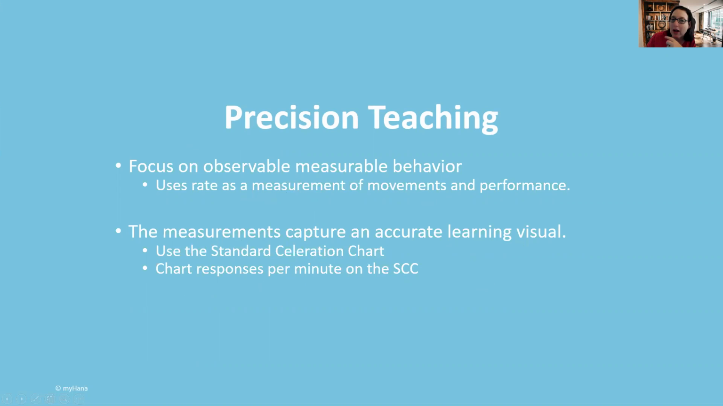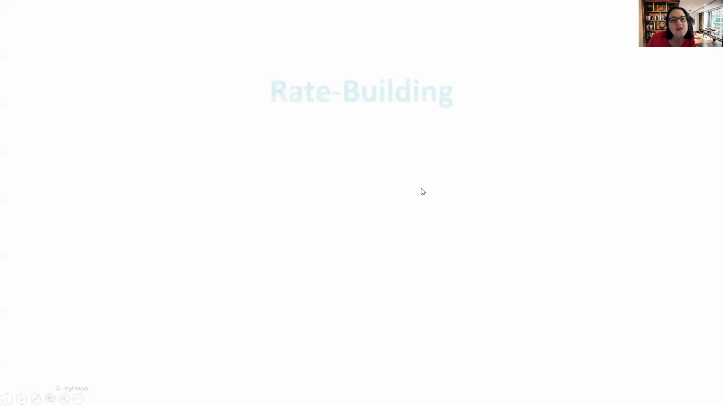And it's done by observing the behavior. What happens, the acceleration rate and tracking using this chart produces a more accurate learning picture than a percentage, which is what they use for discrete trial data.